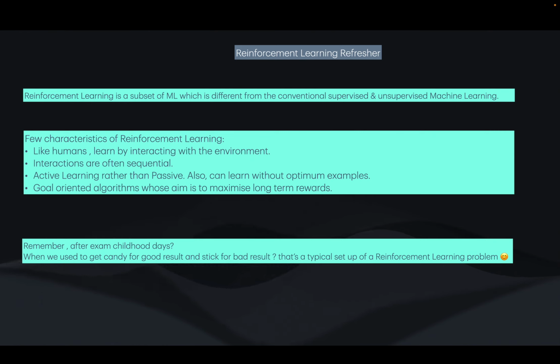When we used to get good marks in the exam, we used to get candy from our parents or teacher. We used to get some positive reward, right? But if we performed badly, then a stick or some other treatment for the bad result. So this is a typical reinforcement learning problem. I hope you got an understanding of how the basics of reinforcement learning work.